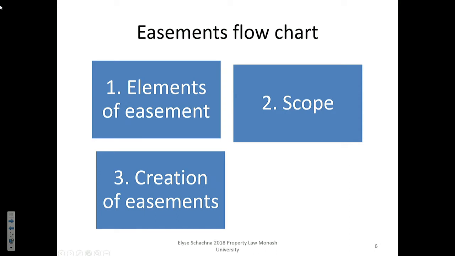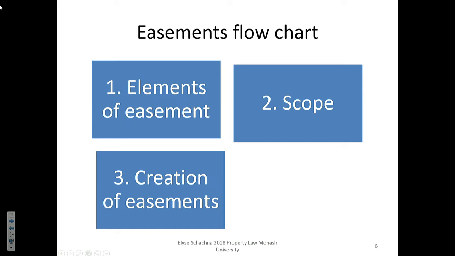There are a number of elements that we need to satisfy to form a valid easement. We'll be looking at those elements of an easement in a moment. We'll then move on to looking at the scope of that easement. So that's looking at how far can we take this easement? What else can we do? What is it limited to?